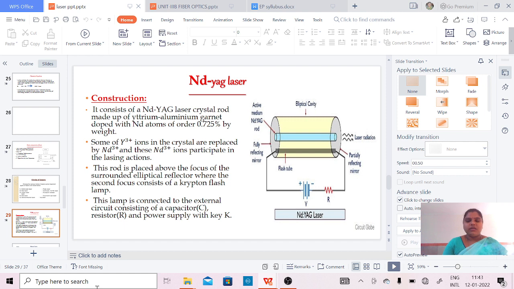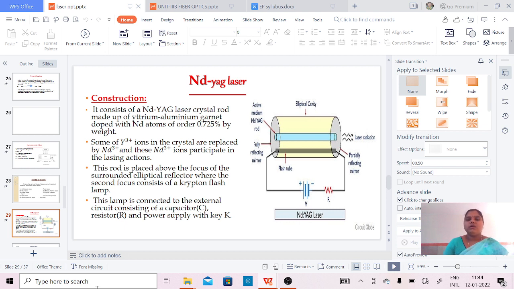Constructions. It has an elliptical cavity, and the active medium is an Nd:YAG rod. The output is laser radiation. For this output we have two surfaces: one is a fully reflecting mirror and the other is a partially reflecting mirror. The flash tube is used with a capacitor and resistor.